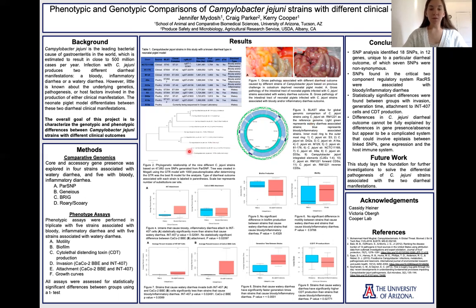Figure 2 is a phylogenetic tree showing how the different strains are related to each other. You can see that the strains are not grouped by a clinical outcome, and strains that are associated with inflammatory diarrhea are closely related to strains that are associated with watery diarrhea.